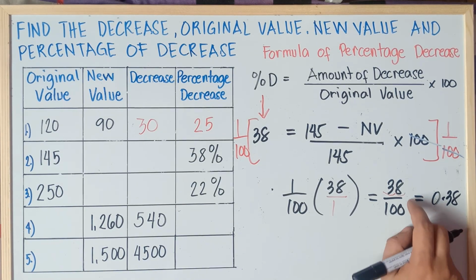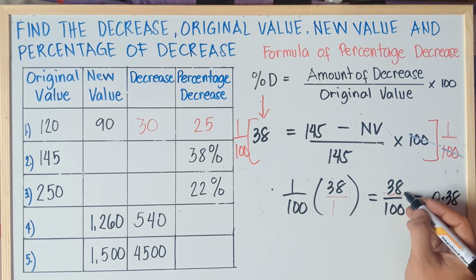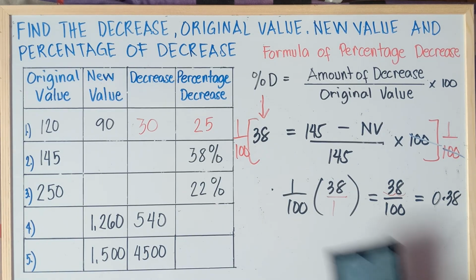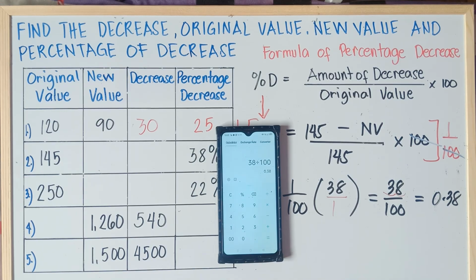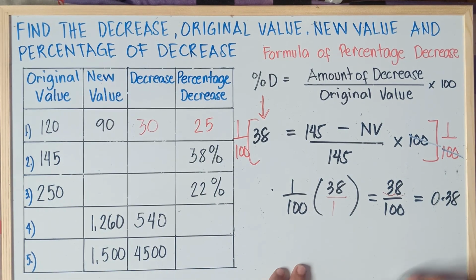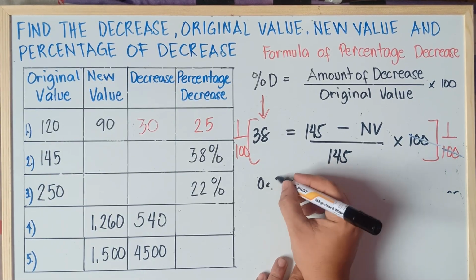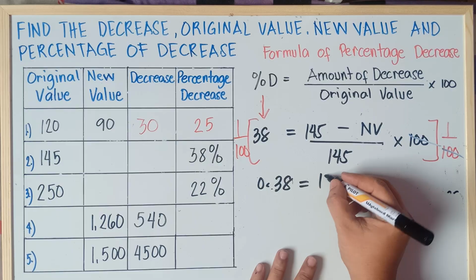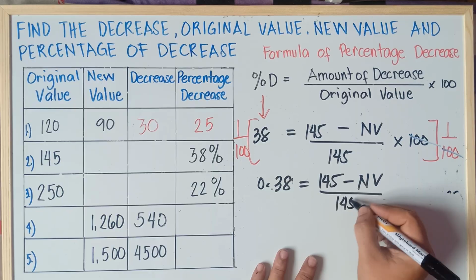Once again, dividing a whole number by 100, simply move the decimal point right to left twice. 1, 2. This will be 0.38. But if you're confused, class, use your calculator. 38 divided by 100, you will get 0.38. Let me just erase this one. So this is 0.38 equals, we just cancel 100, copy this one, 145 minus NV over 145.